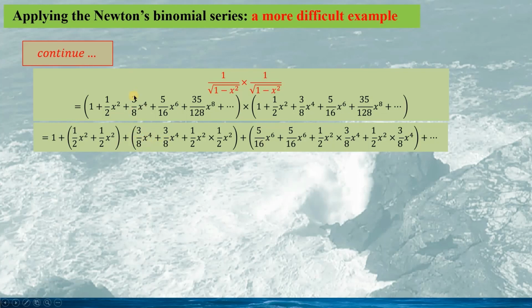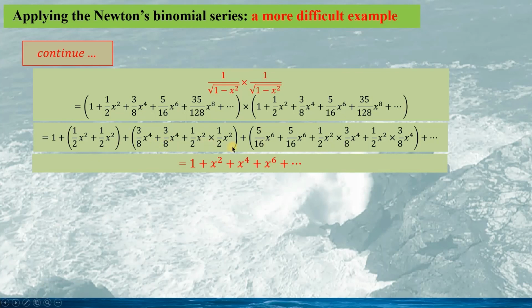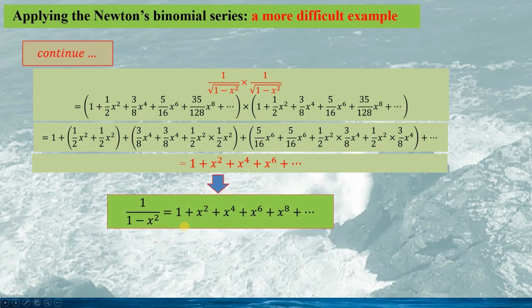So we have here 3 over 8 and here 3 over 8. And then this half x squared times half x squared. So all these terms will have the same order of x power of 4. And this term we have x power of 6. So if we calculate this, we can find a very simple expression for all these terms. That means we have the expression as this. Obviously, this binomial function and this binomial series is correct.